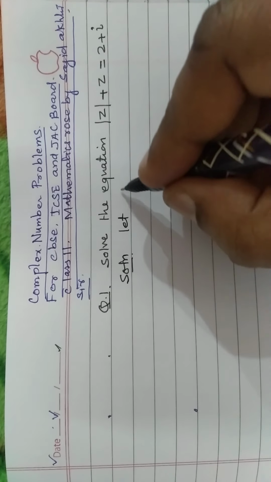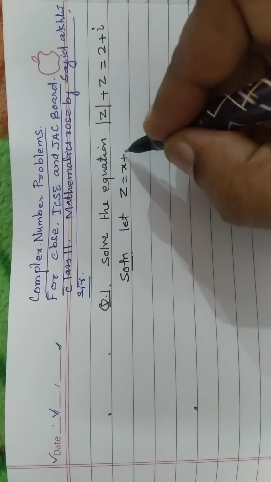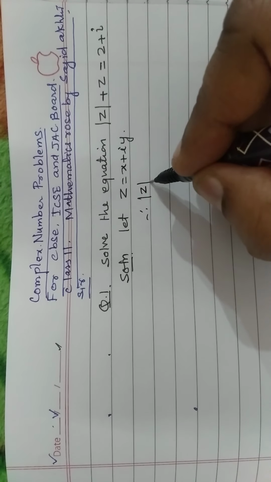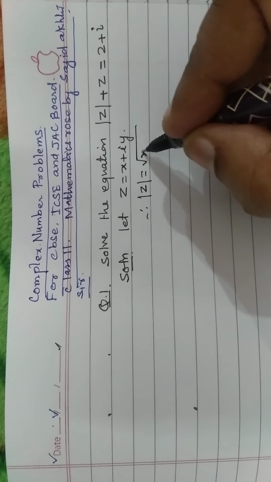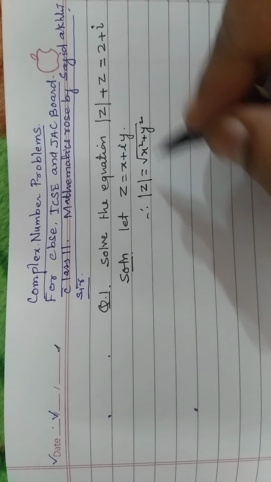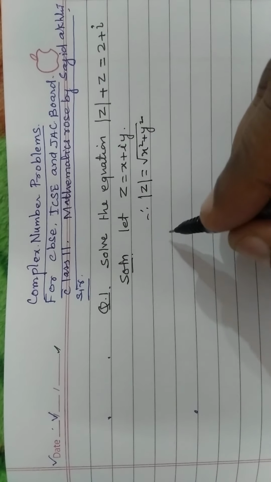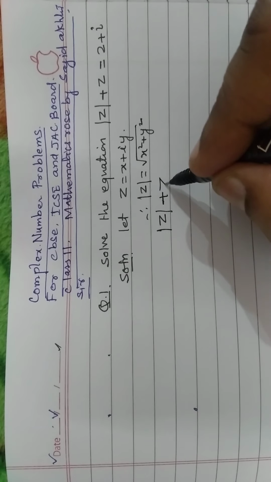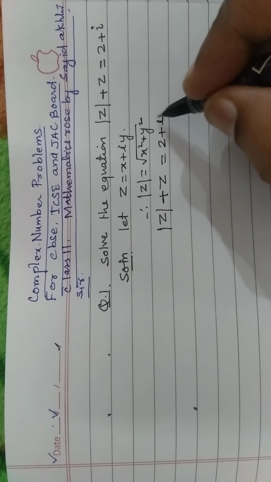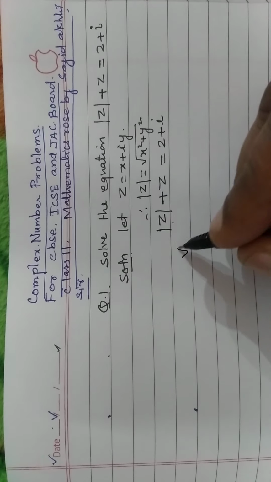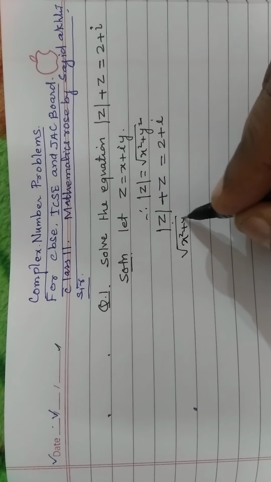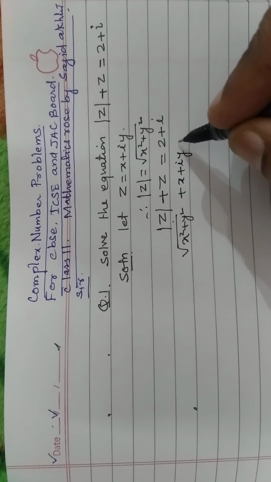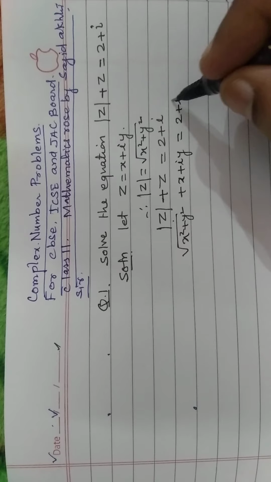Let z is equal to x plus iy. Therefore, modulus of z is equal to root under x square plus y square. Now here we will take the first equation, mod of z plus z is equal to 2 plus i. In place of this we will write root of x square plus y square, plus x plus iy. So it is equal to 2 plus i.